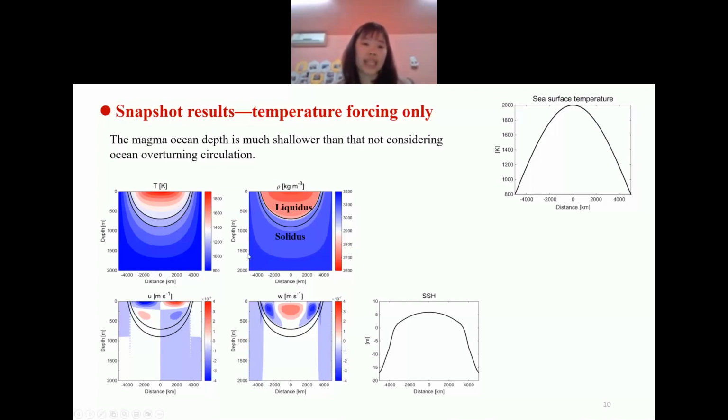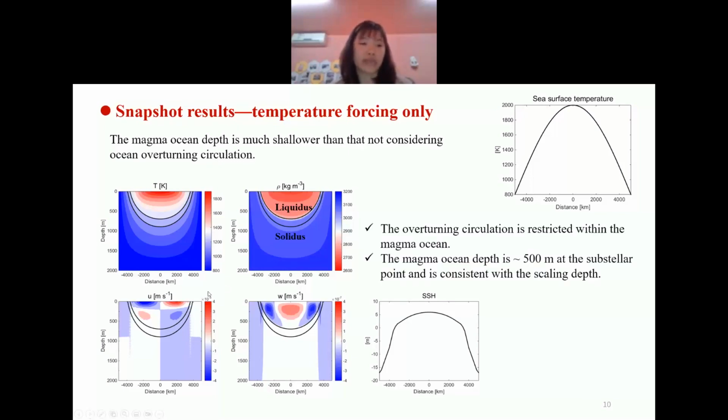There are two black solid lines in the four panels. They correspond to the solidus and liquidus temperature, and above them is the region of magma ocean. From this figure, firstly, we see the ocean circulation. The overturning circulation is completely restricted within the magma ocean due to the strong viscosity outside the pool.